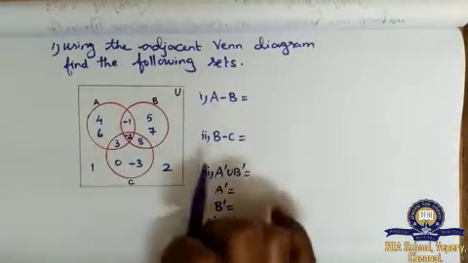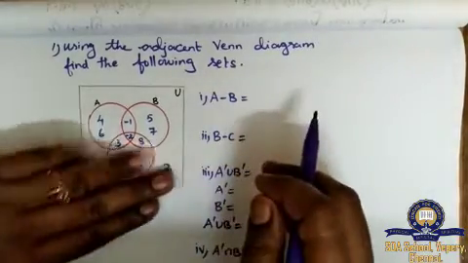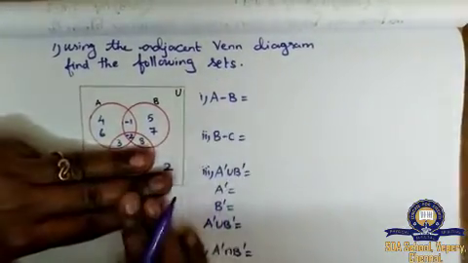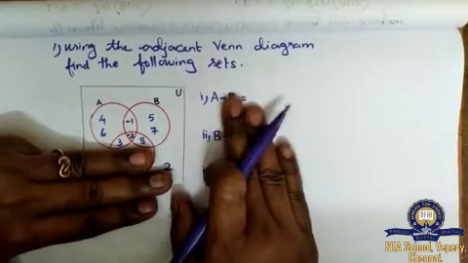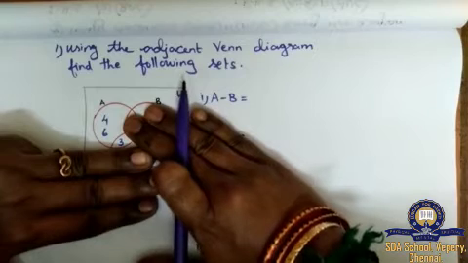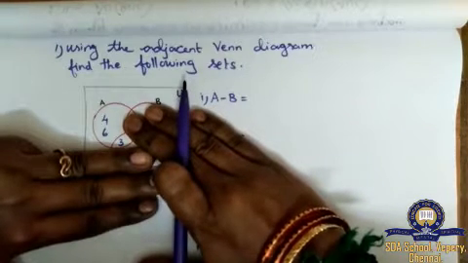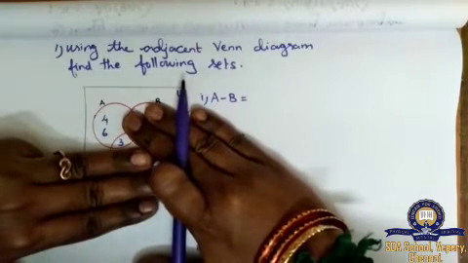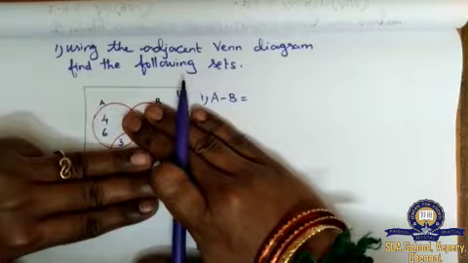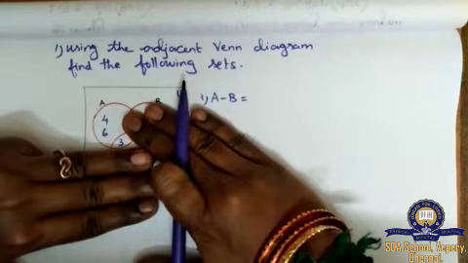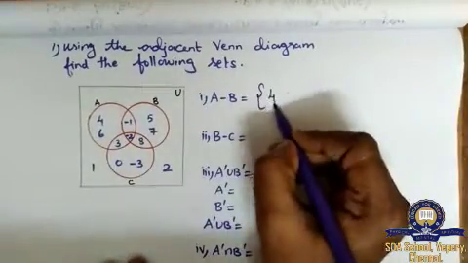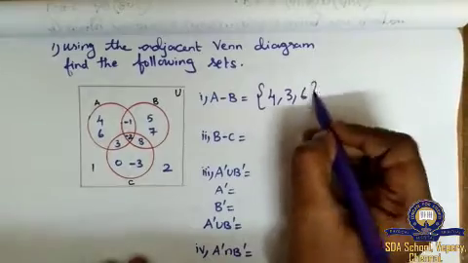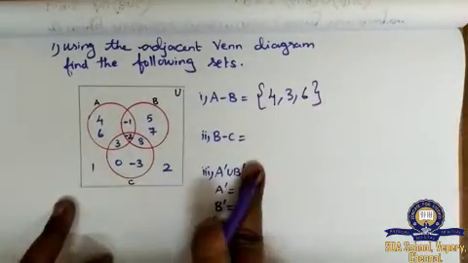See, I'll just explain to you directly. A minus B means I am closing the C circle. Minus B means, what did I tell you? We have to close B. After minus, we have to close B. So I have closed B. I have closed C also. A minus B means, what is the balance thing you are able to see? 3, 4 and 6. So that is the answer. 3, 4 and 6.